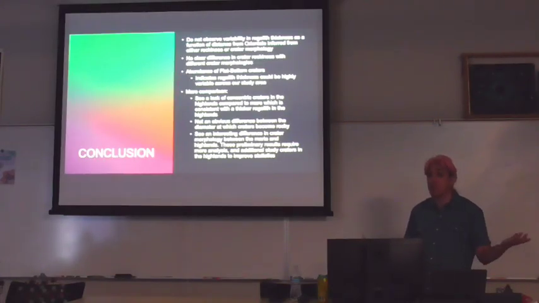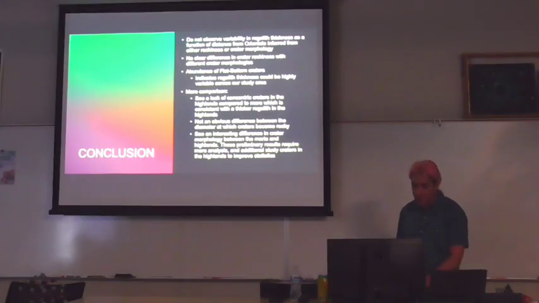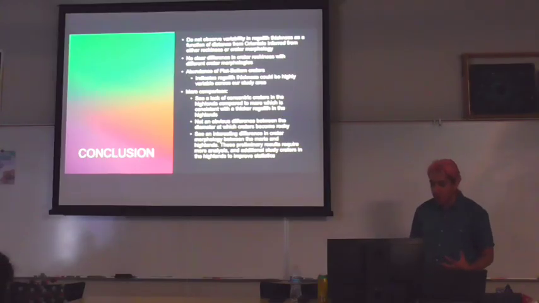Now we've basically come to the conclusion. Just to go over everything that we've talked about so far, I just wanted to remind everybody that first, we did not observe variability in regolith thickness as a function of distance from Oriental, inferred from either rockiness or crater morphology. Additionally, there does not seem to be a clear difference in blockiness between craters of different morphologies.